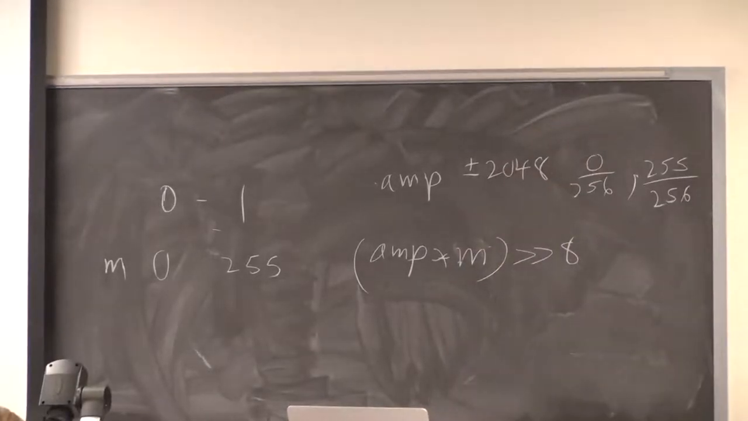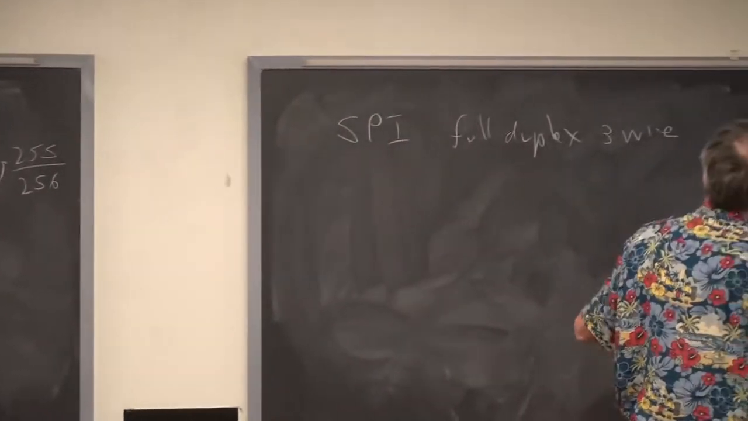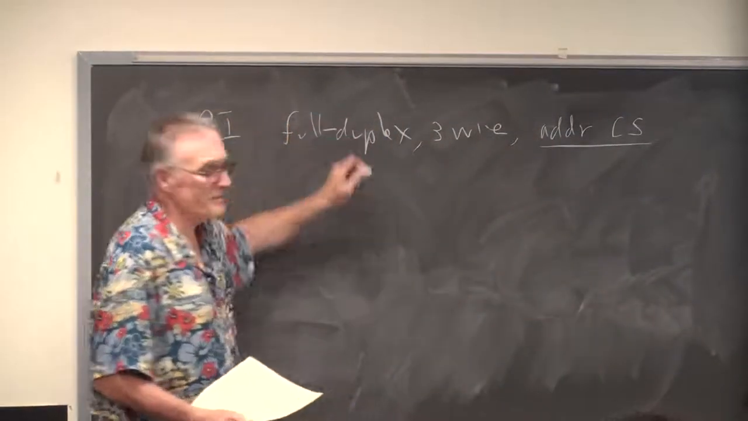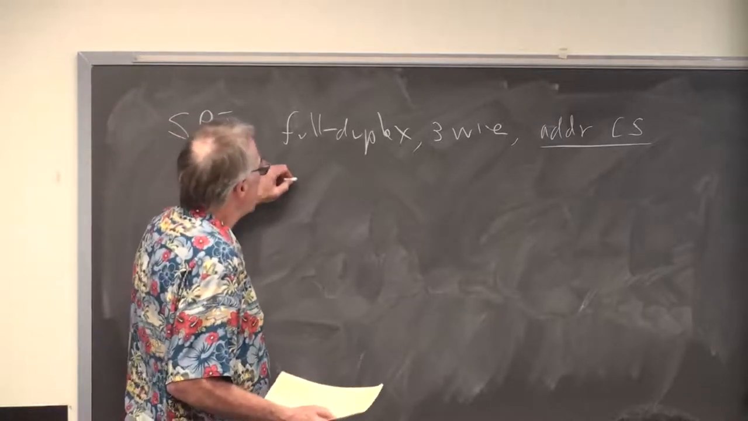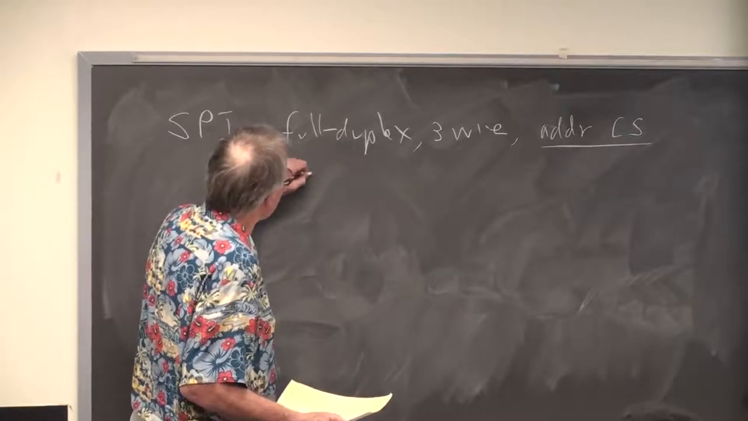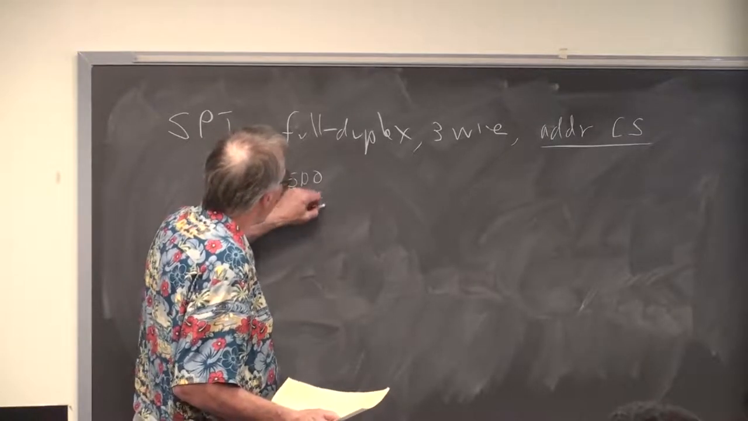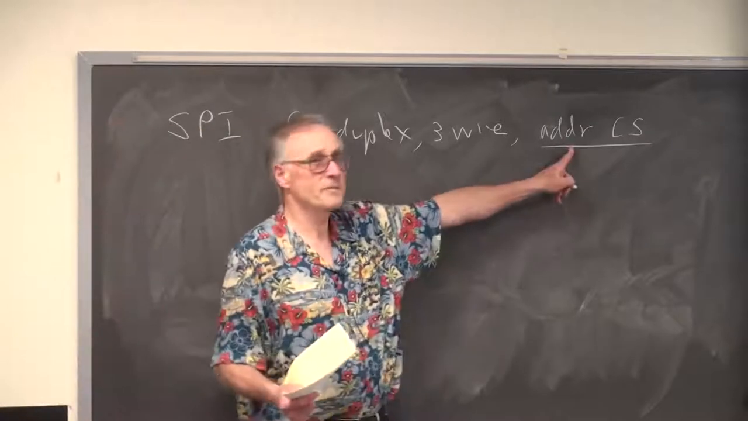So SPI, serial peripheral interface, is a protocol which is full duplex, three wire, and addressed by chip select. Full duplex means that you transmit and receive at the same time. In fact, you have to. The way you receive is to transmit. And three wire means that there is a data out, an SDO line, there is an SDI line, and there is a clock. It is a synchronous protocol, addressed by chip select.